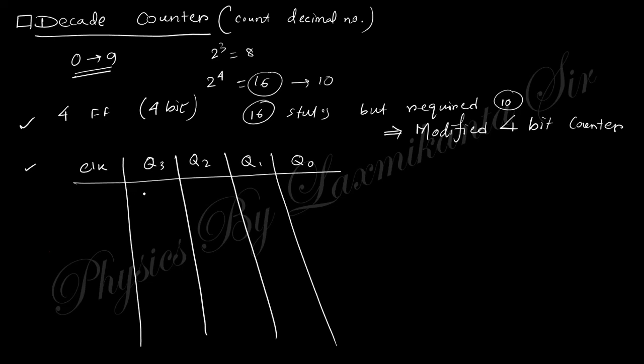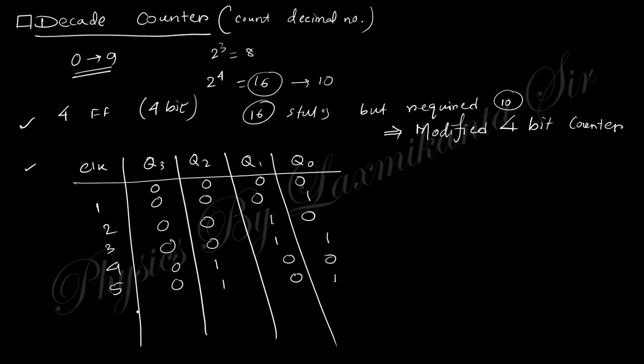For the initial state, this is 0. For clock pulse 1, this is 0, 0, 0, 1. Then 2, 3, 4, 5, 6, 7, 8, 9. And after that, for 10, it will be repeated; you need to repeat that one.